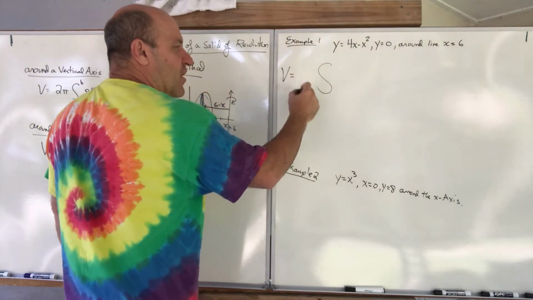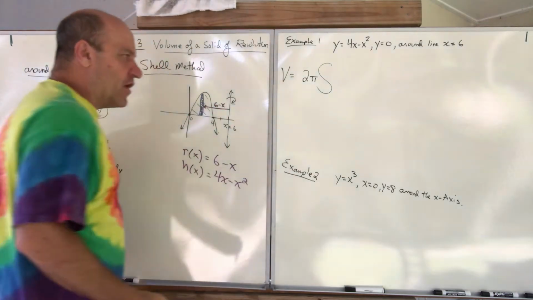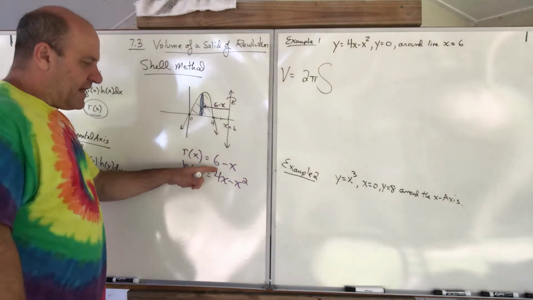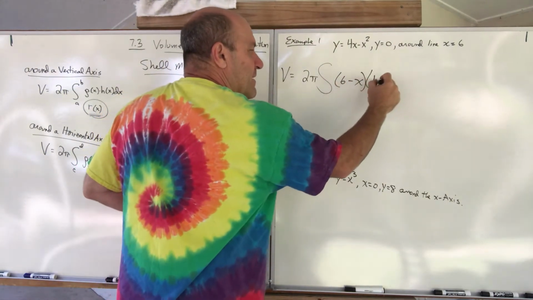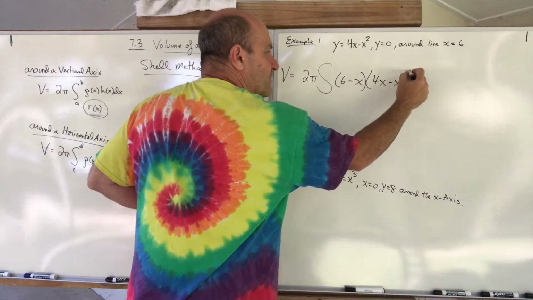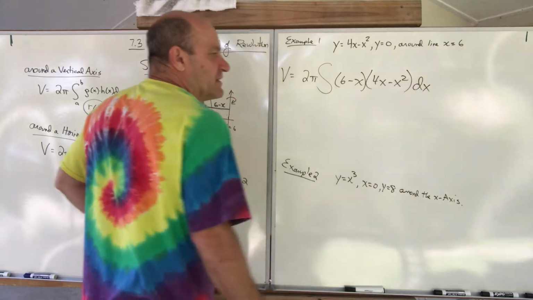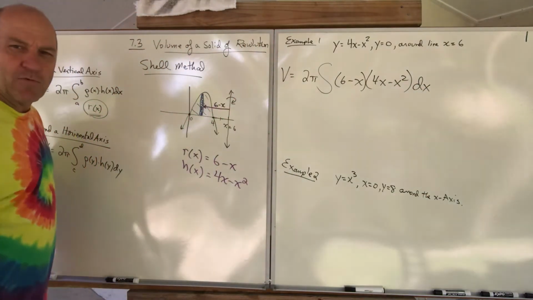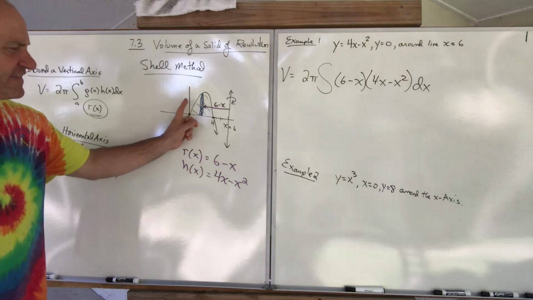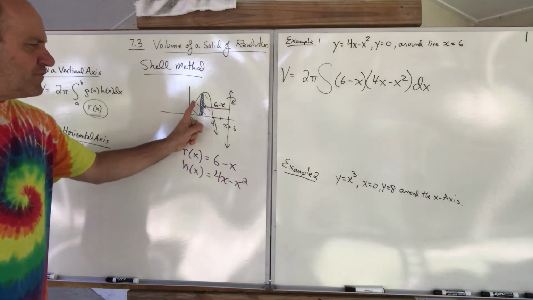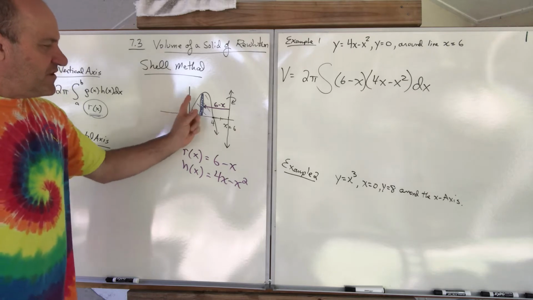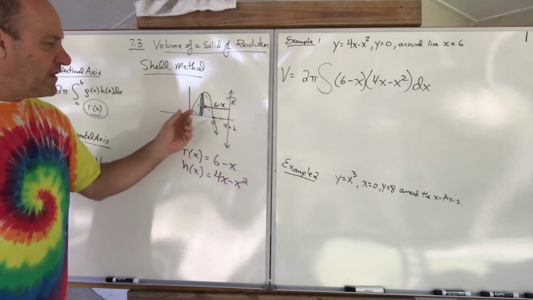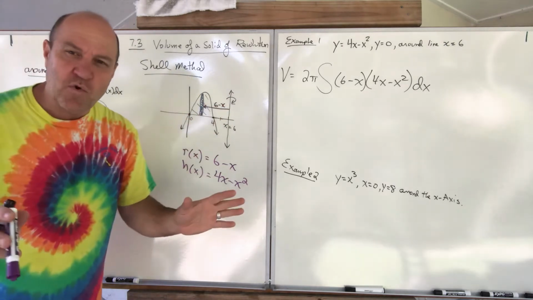I'm going to call it the volume. It's going to have a 2 pi in front, and I'm integrating the radius times the height. The radius is 6 minus x this time. The height is the function. I'm going to do this with respect to x, and I need some bounds. So this shell, to get that volume, has to move throughout this region. Notice this shape does have a hell of a hole in it, but the shell method doesn't worry about the hole.